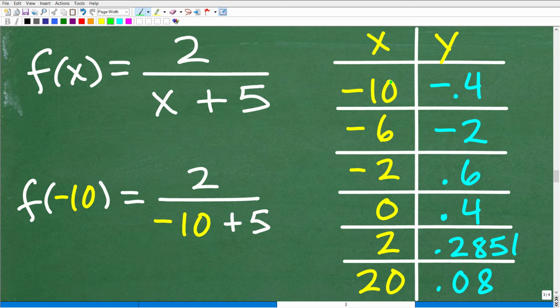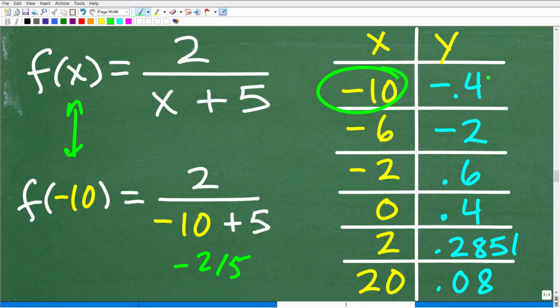All right, so let's make sure you understand how to construct a table of values. Here we have -10, right? So I'm going to ask, where's this point when x is equal to -10? You just plug -10 into the function. And so you can see this is going to be 2 over -10 plus 5, which of course is going to be -2/5. But go ahead and go into your calculator.